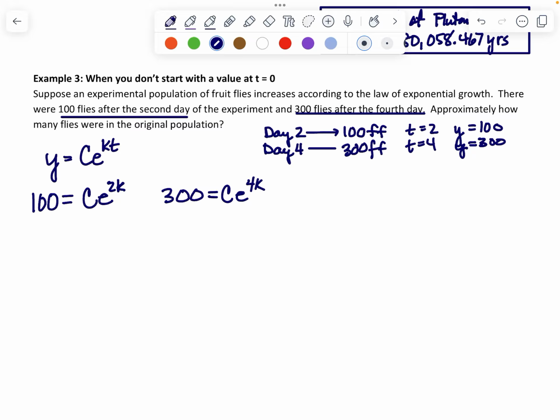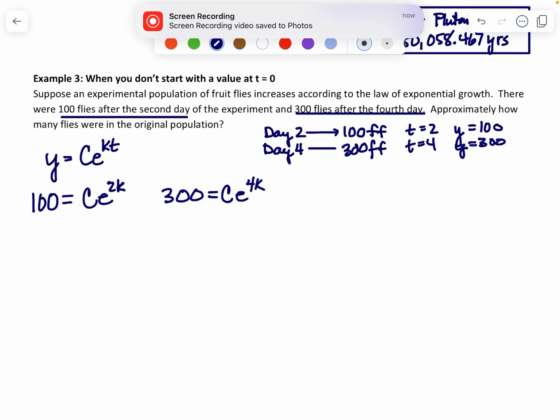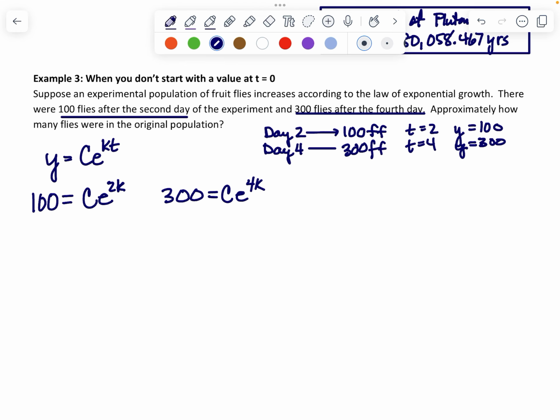So we have two equations, and if you notice, there's two variables. So what can we do? What we will have to do is figure out how we're going to solve. We often love substitution with these kind of equations, right? So I'm going to use substitution, but what I'm going to do is take the first equation. I'm going to say C is equal to 100 over e to the 2k, right? And then we can substitute it into the second equation if we like, or we can say here, C is also equal to 300 over e to the 4k.